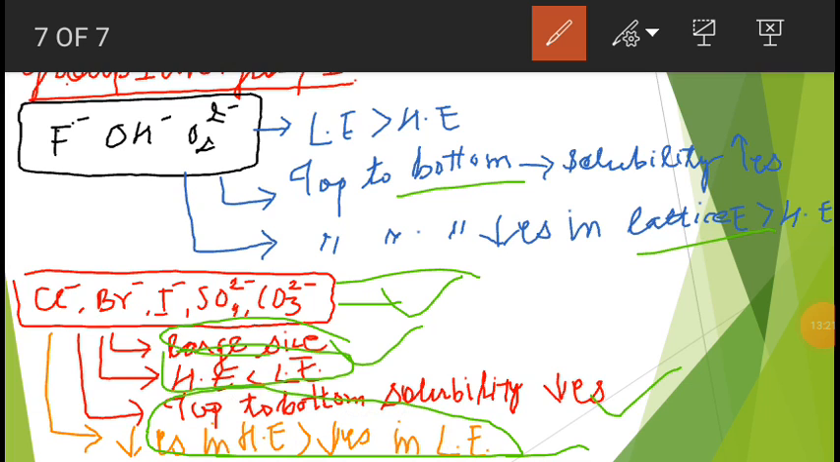So this is all about the S block elements. Till now we have completed our chapter. In the next video we are going to do MCQs about the S block elements and also chemical periodicity.